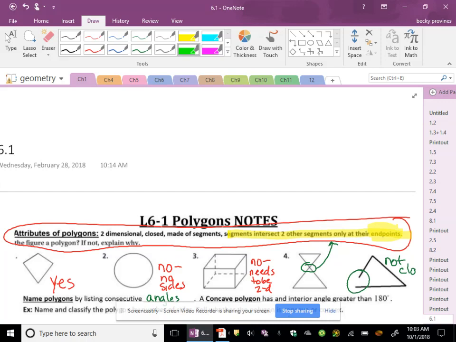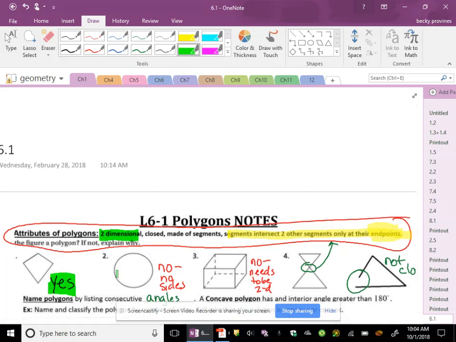For the first one, it does say it's two-dimensional, so that means it can't be a three-dimensional shape, as we know, like cubes and boxes and things like that. So the first shape is two-dimensional, which means it is a flat object. It is closed, which means all the sides come together and touch. It is made of segments. So the answer is yes, it is a polygon.